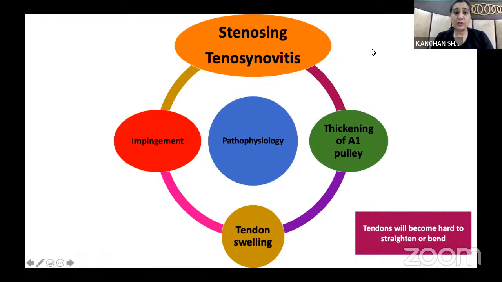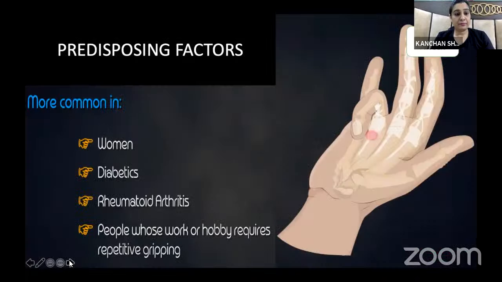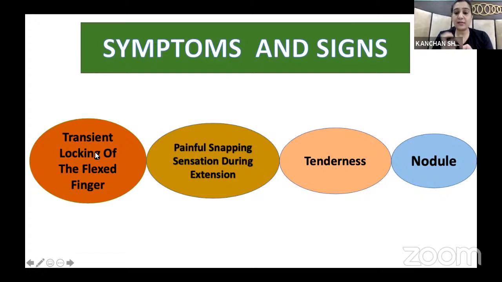Now, what happens if a person repetitively flexes the fingers? You have inflammation of the tendon sheath. Once the tendon sheath is inflamed, the pulley will also become thickened. Then you have changes in the tendon, and then impingement will take place. So there will be a transient locking of the flexed finger, and when you try to pull it, there will be a painful snapping sensation. If you press on it, it will be tender, and sometimes in a long standing case, you will be able to feel a nodule over there.